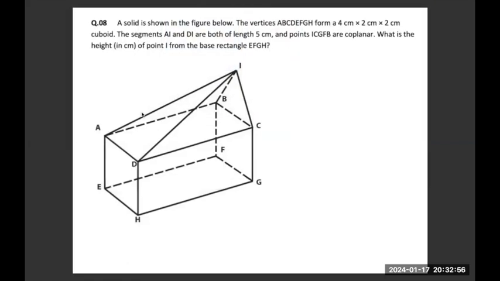A solid is shown in the figure. Vertices A, B, C, D, E, F, G, H form a 4 by 2 by 2 cuboid. The segments AI and DI are both of length 5 centimeters and points I, C, G, F, B are coplanar, in one plane. What is the height of point I from the base EGFH?